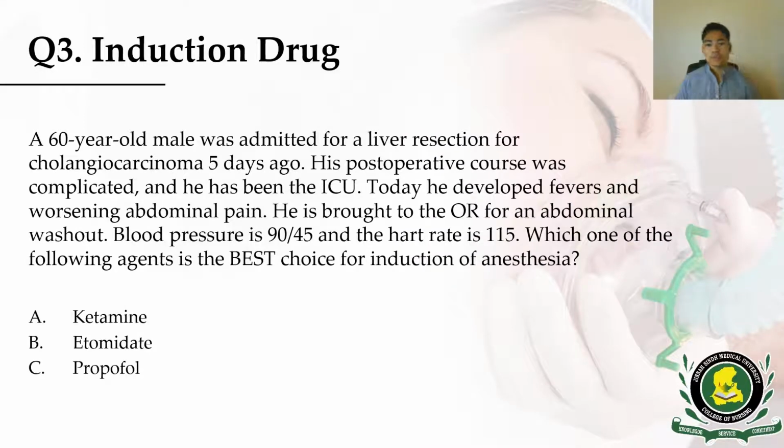So now for question 3 regarding induction drugs. A 60-year-old male was admitted for a liver resection for cholangiocarcinoma 5 days ago. His postoperative course was complicated, and he has been in the ICU. Today, he developed fevers and worsening abdominal pain. He is brought to the OR for an abdominal washout. Blood pressure is 90/45, the heart rate is 115. Which one of the following agents is the best choice for induction of anesthesia? Is it A, ketamine, B, etomidate, or C, propofol?